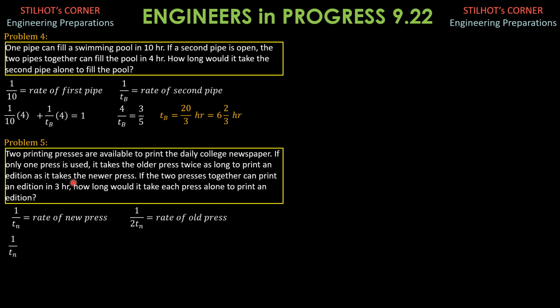So 1 over T sub n times 3 plus 1 over 2 T sub n times 3 equals 1 complete job. So this is 9 over 2 T sub n equals 1. So T sub n equals 9 halves. So the new printing press can print an edition by working alone in 4.5 hours or 9 halves hours. Then the old is times 2 of that, so 9 hours.